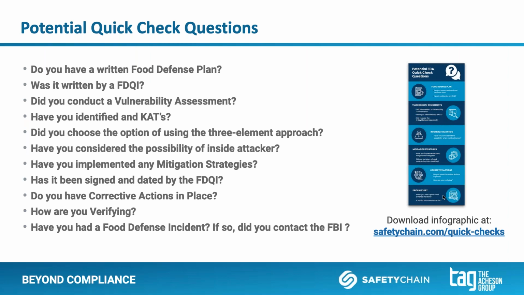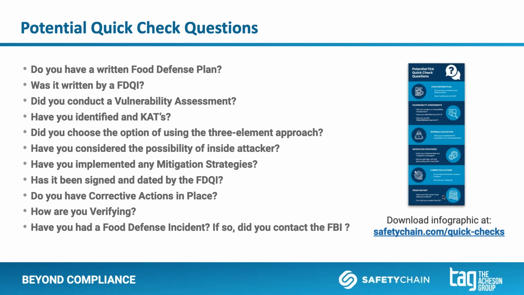The first one is, do you have a written food defense plan? Was it written by a food defense qualified individual? Did you conduct a vulnerability assessment? Have you identified any CATs? Did you choose the option of using a three-element approach? Have you considered the possibility of an inside attacker? That's a really important question to ask.